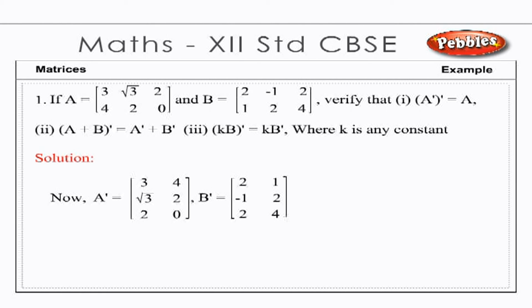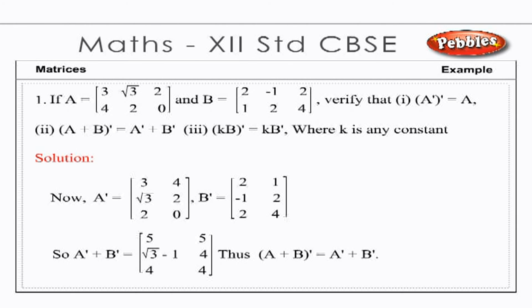Now, A' is equal to matrix 3, 4, root 3, 2, 2, 0 and B' is equal to matrix 2, 1, minus 1, 2, 2, 4. So, A' plus B' is equal to matrix 5, 5, root 3 minus 1, 4, 4, 4. Thus, (A plus B)' is equal to A' plus B'.